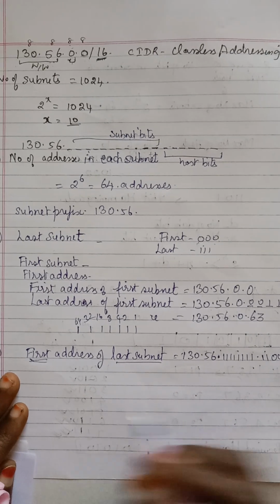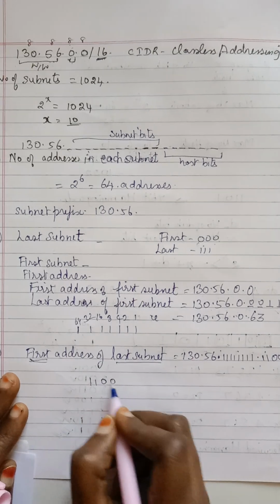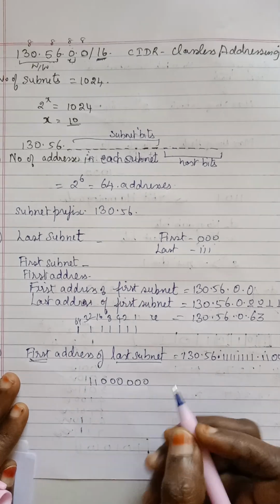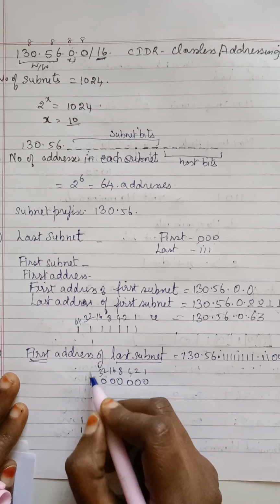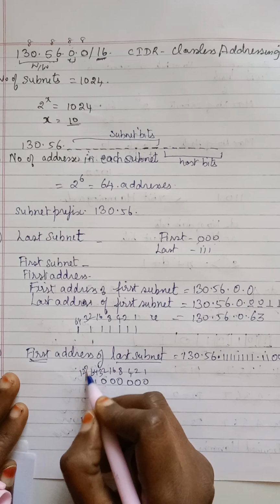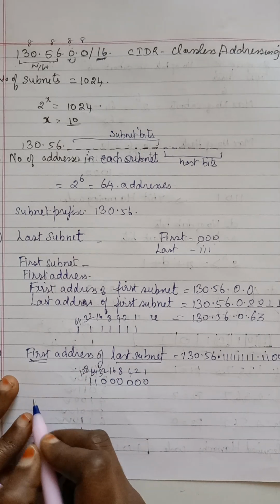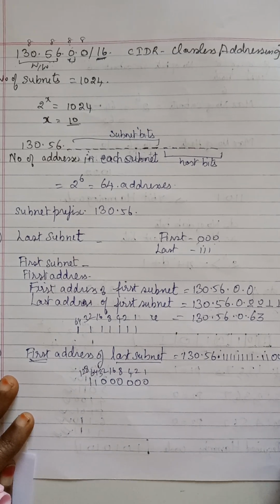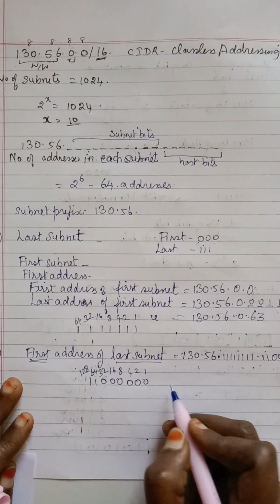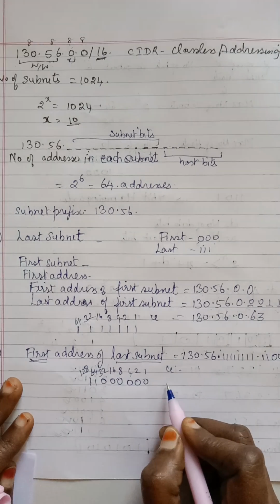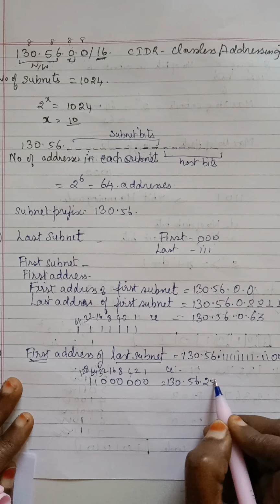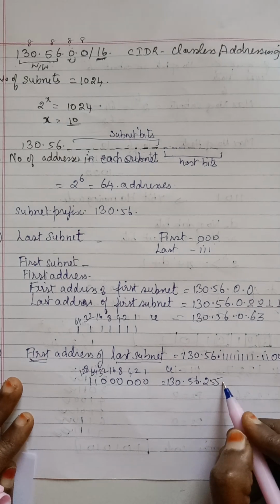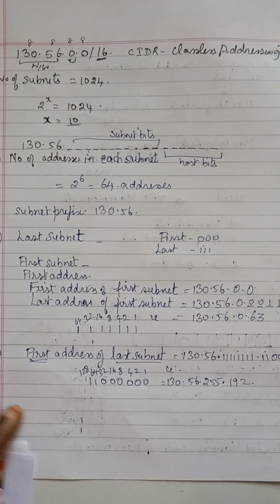So what will this value be? You just have to find out the value. See, 1 2 4 8 16 32 64 and 128. So 64 plus 128 will be 192. So the value will be 130.56.255.192, because all ones means it is 255, and then 192. So this is the value.